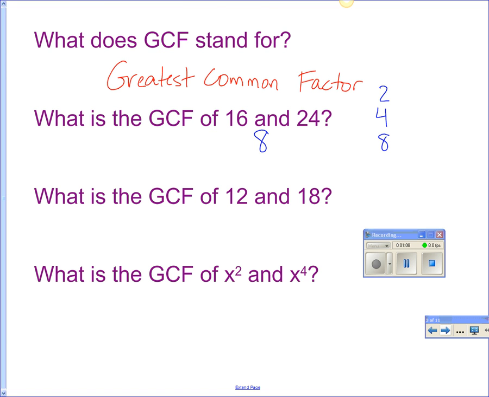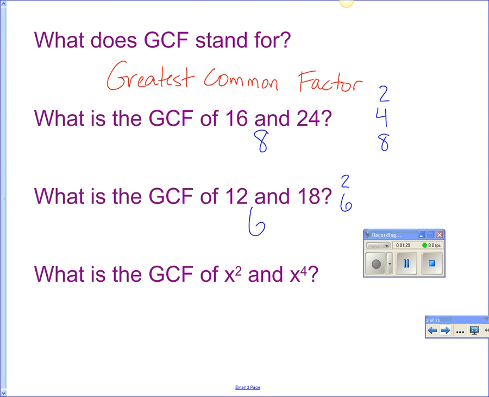Okay? All right. This one, GCF of 12 and 18. What's one number that goes into 12 and 18? 6. And 2? Does 4 go into 18? Does 9 go into 12? Okay, so we got 2 and 6. Which one is the greatest?